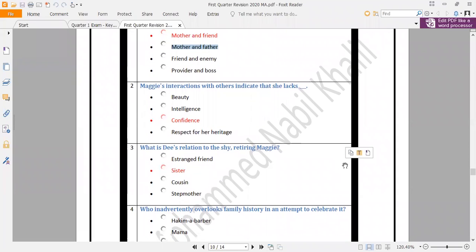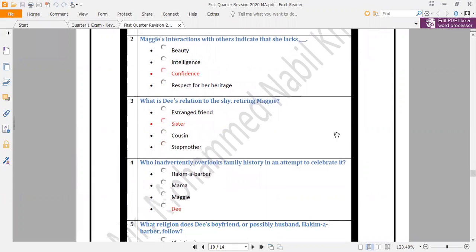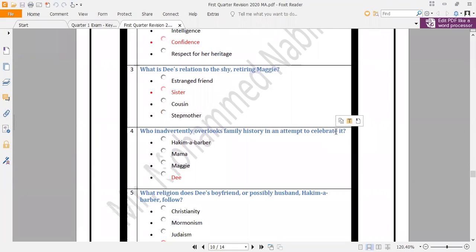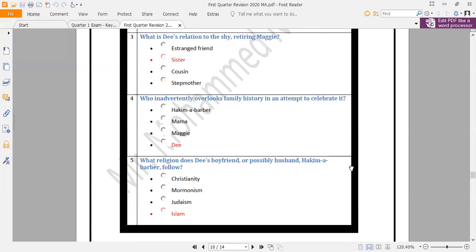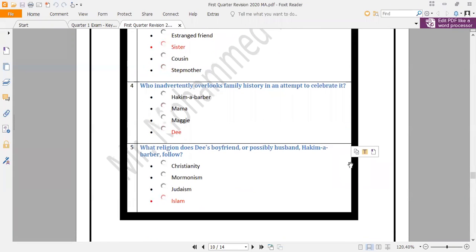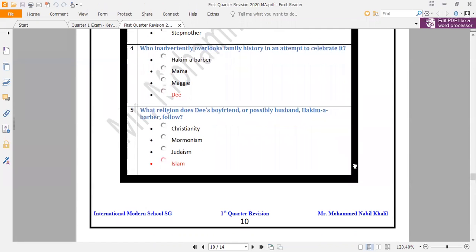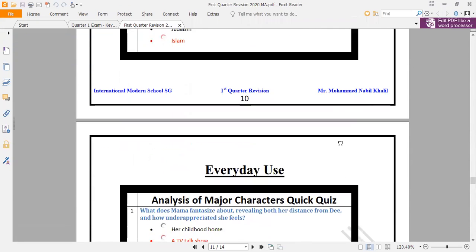What is Dee's relation to the shy, retiring Maggie? She's her own sister, of course, who inadvertently, which means not on purpose, overlooks family history and attempts to celebrate. Dee. We know that Dee, Hakim's religion is Islam. It's Islam, right?